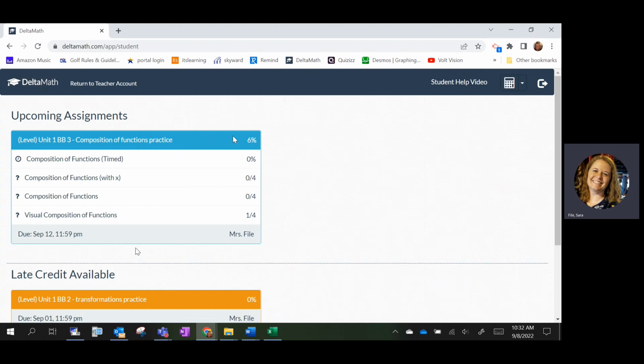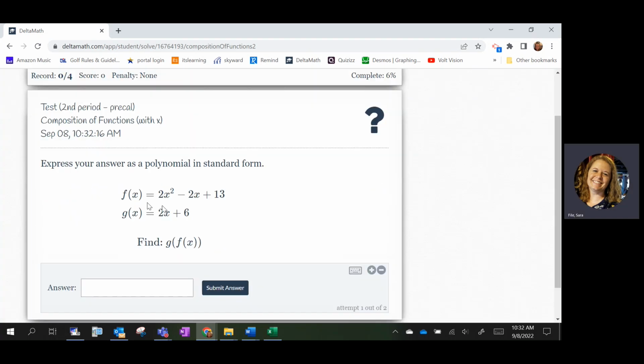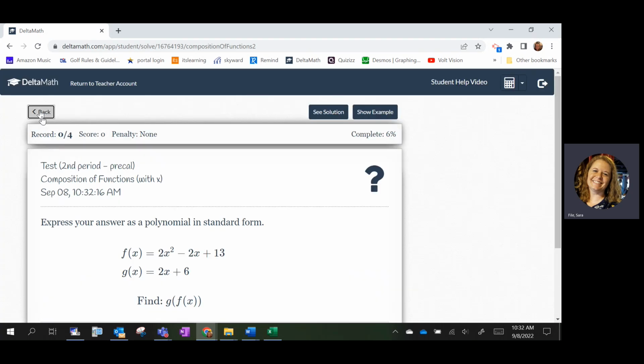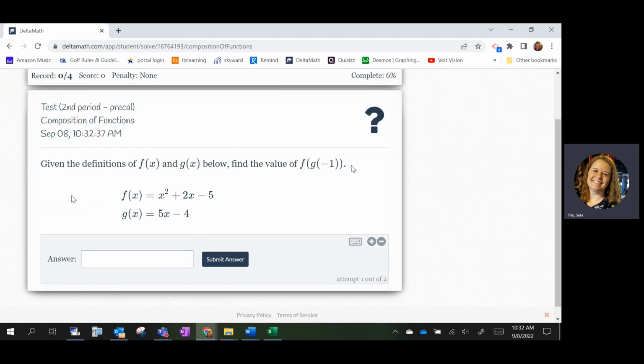Okay, and then there are 3 regular types of questions. Composition with x, that's what we were doing on part A and B. They give you f, they give you g, and they ask you to find one of these. It's like you're doing part A or B. You're not having to do both from the notes we were just doing. And then composition of functions is with an actual number input. So this is like part C of what we were just practicing.